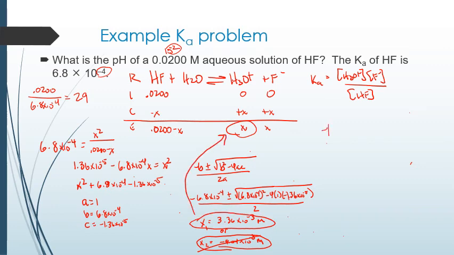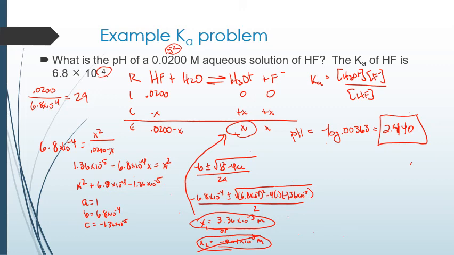I can now take the negative log of the 0.00363, and our pH for that solution would be equal to 2.44. Okay, and actually I take that back. I need to add one more 0 for 3 significant figures. So 2.440 with 3 significant figures.